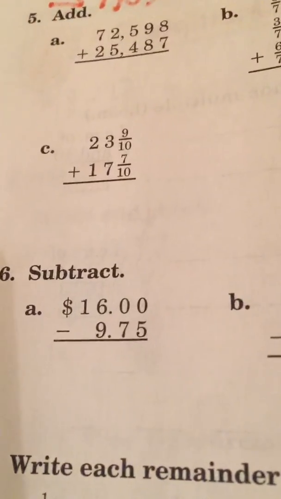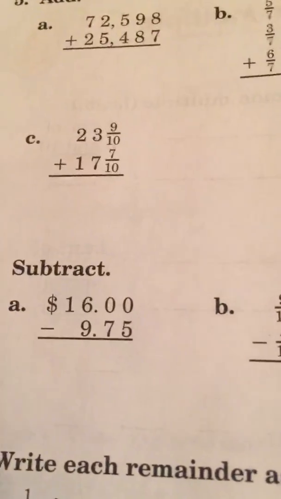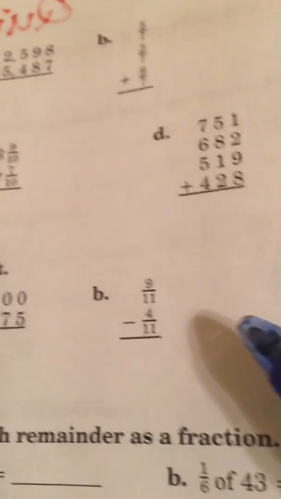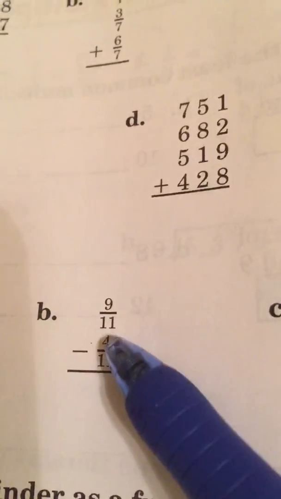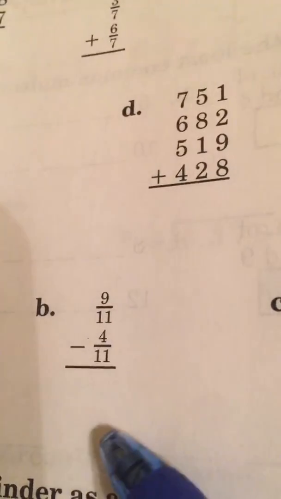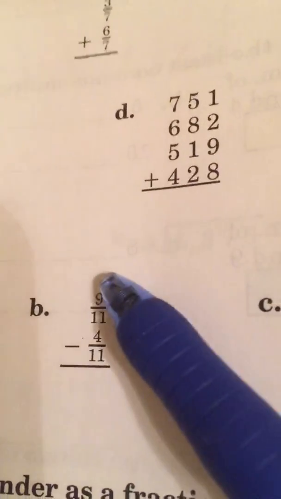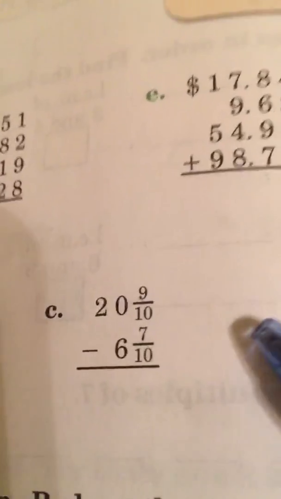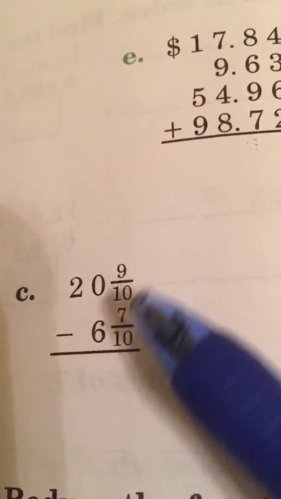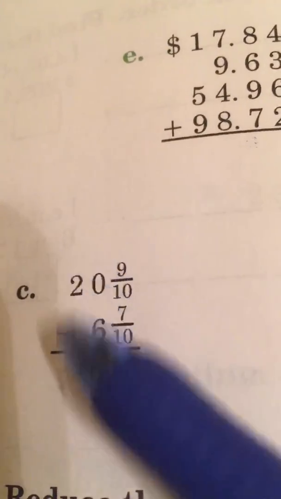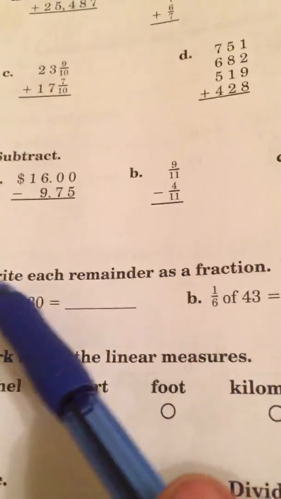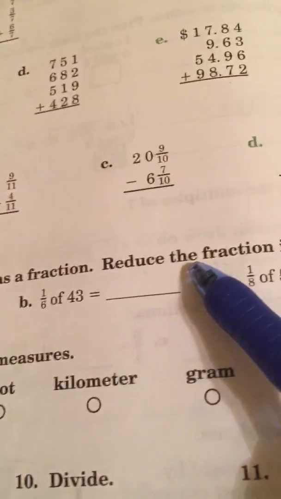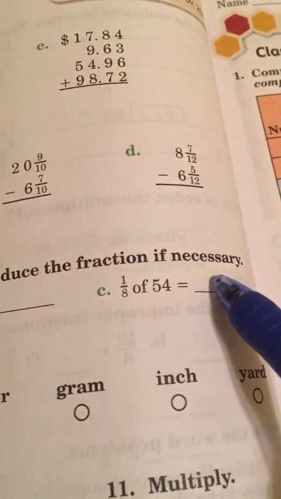Now we're going to subtract. Now, we got some dollars here and some fractions here. So again, the bottom one stays the same. If you remember, just bump bump, and then just subtract the tops. Same thing here. Bottom one stays the same, just the top, and then the side. And same thing here. Now it says write each remainder fraction. Reduce the fraction if necessary.